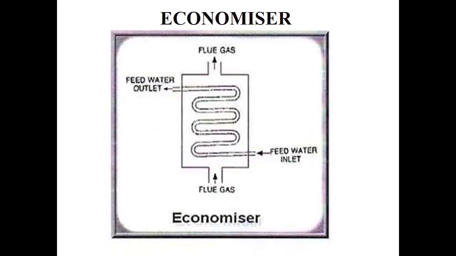Economizer. An economizer arrangement is provided near the boiler. The economizer plays a very vital role in improving the efficiency of the boiler. In the economizer we can see here the flue gases, meaning the hot evolving gases of the boiler, are taken by the economizer to preheat the water, and that preheated water is taken into the boiler.